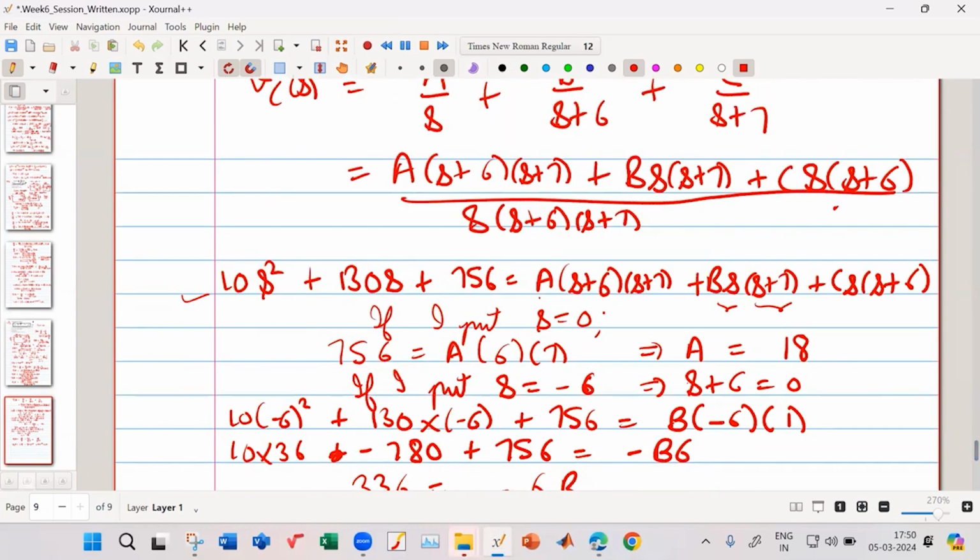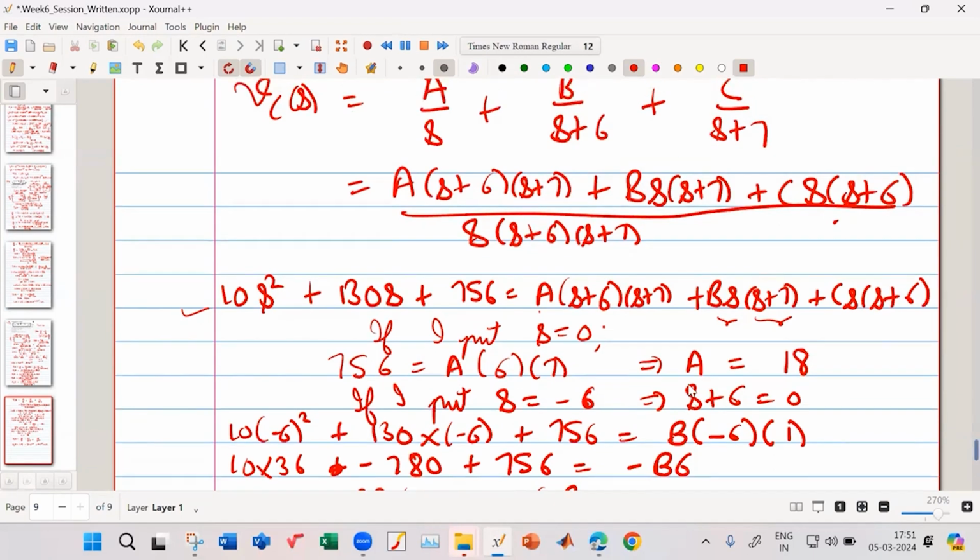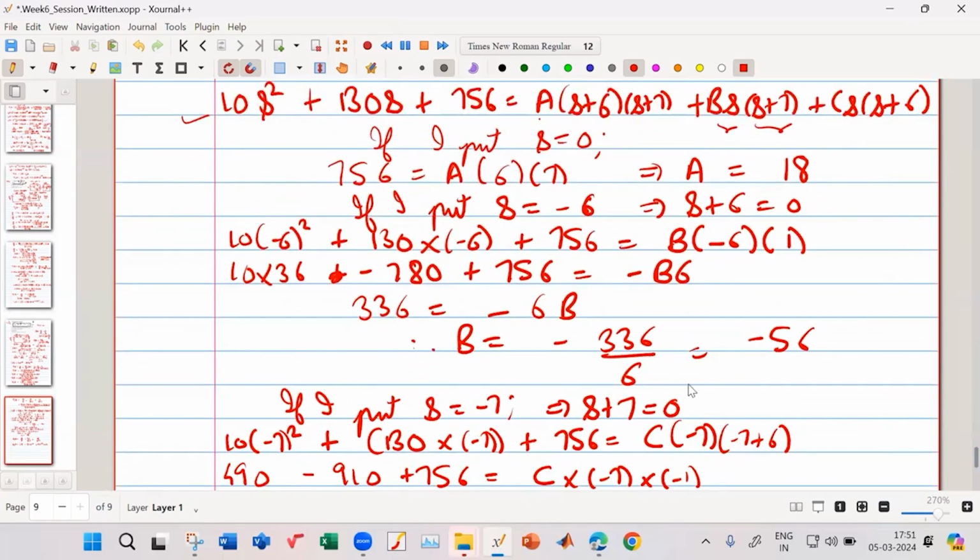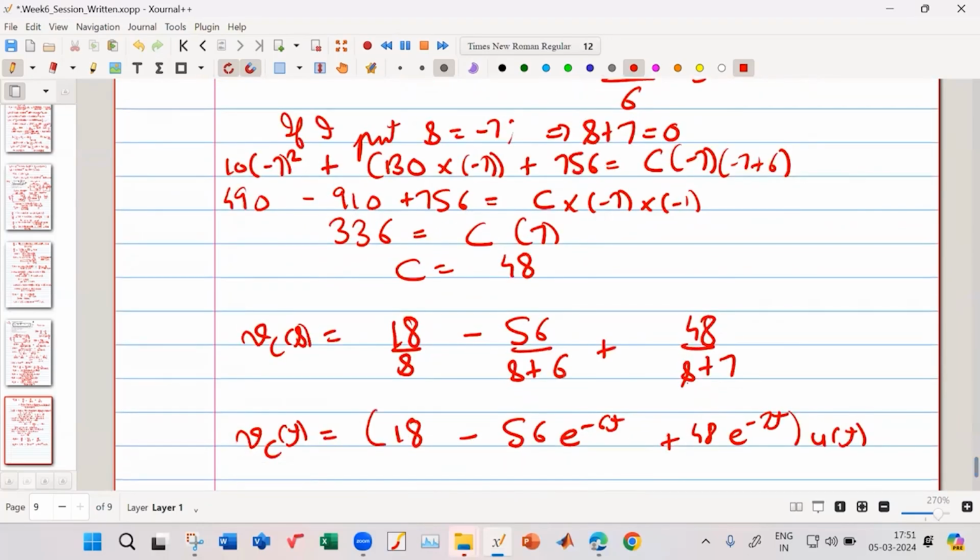If you want to find A, you want to eliminate B and C. So you put S equal to 0. They all get eliminated. If you want to find B, you put S equal to minus 6. So S plus 6 is equal to 0. That means this and this get eliminated. If you want to find C, you have to put S equal to minus 7. So then the A and B parts will get eliminated. Once you do that, you get the values of A, B, and C. And you substitute over here. And you find the inverse Laplace transform. Okay.